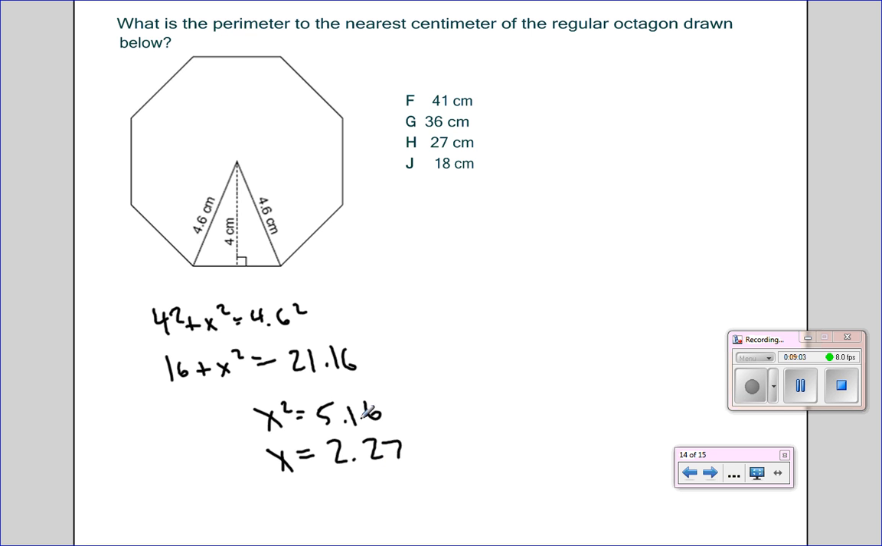Okay? So that's one side length. No, I'm sorry, that's not one side. That's half the side length. So to get the full side length, we have to double that. And we get that one side is 4.54. And it wants the perimeter. So we're going to do 8 times 4.54. And we get 36.32, so the nearest centimeter is G. Please make sure you do the practice problems to understand this, and thanks for watching.